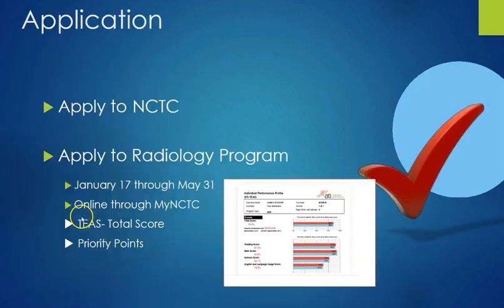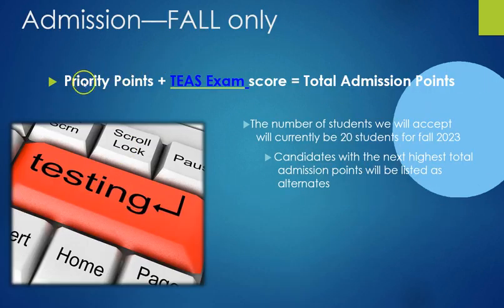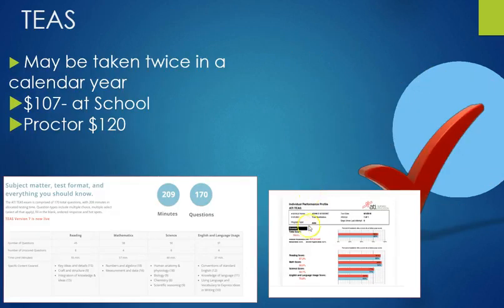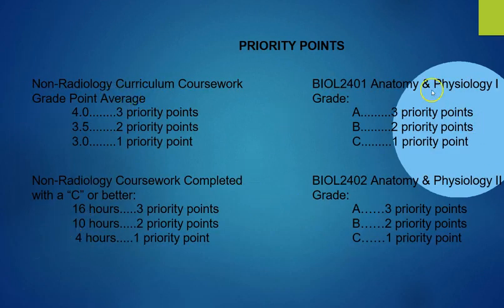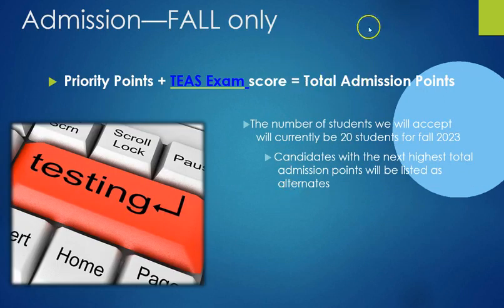So basically what we do here is add your priority points to your total TEAS exam, and that's your total admissions points. So, for example, let's just make that easy, you made an 80 on your TEAS. That was the total score of your TEAS. And then once I did the priority points, I have a spreadsheet to calculate all these points. So let's say you made an 80 on your TEAS and your priority points was 10. 80 plus 10 is 90. So that would be your total admission points.